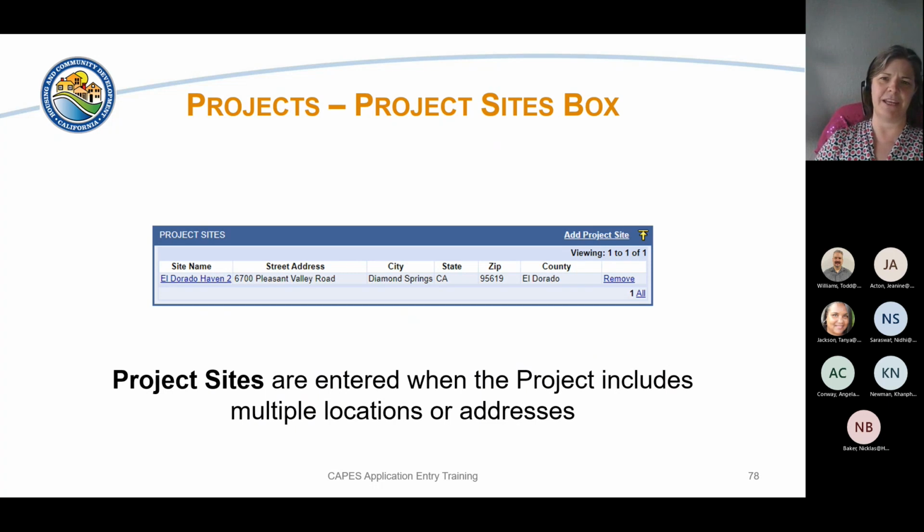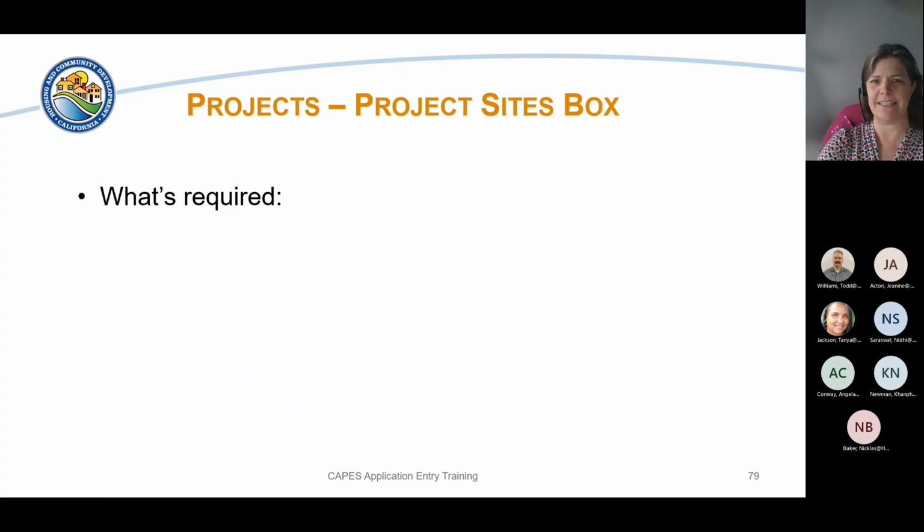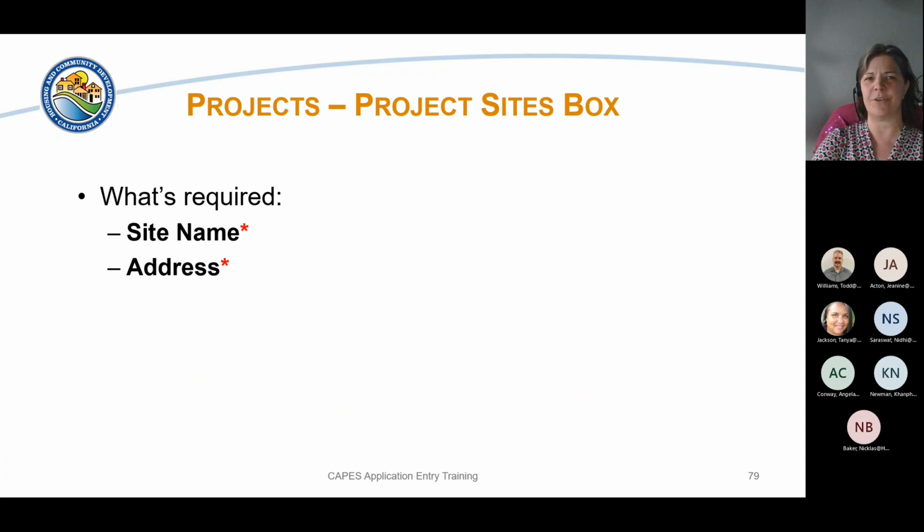Moving down, we have a box called Project Sites. This is one that may not be used as much, and I really want to emphasize that this is only for applications where we have multiple project sites. So what do I mean by that? Here, we are going to have a specific and distinct site name. This is going to be different than our project name. We're going to have a different and distinct address. This is not the same as our project address.